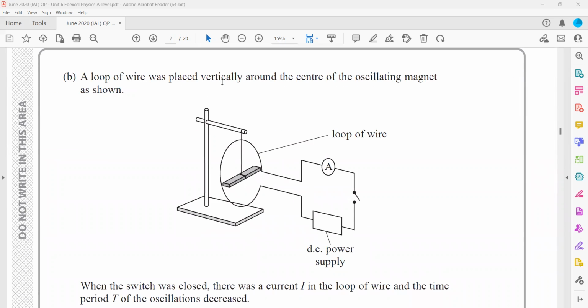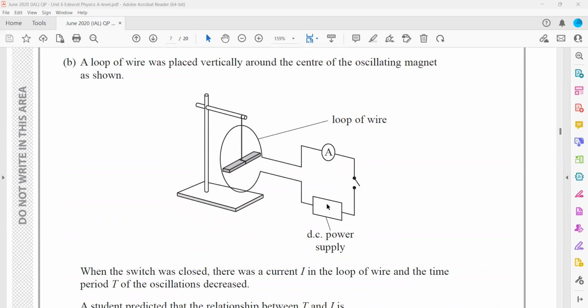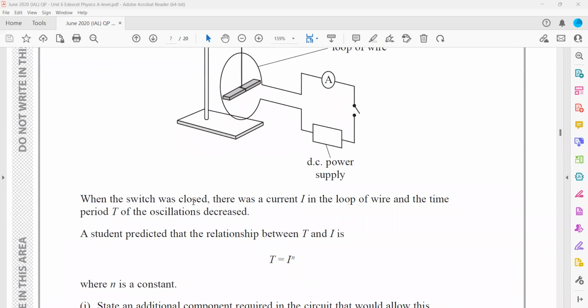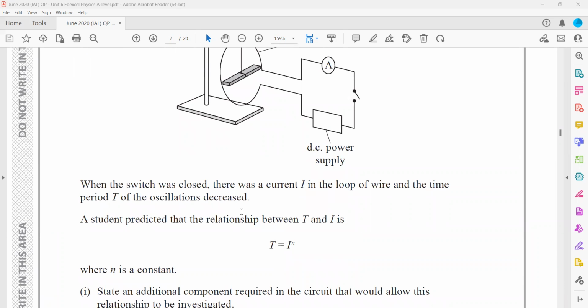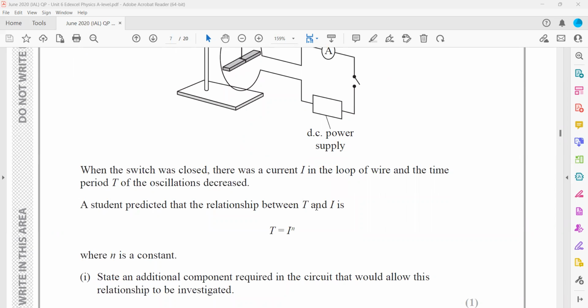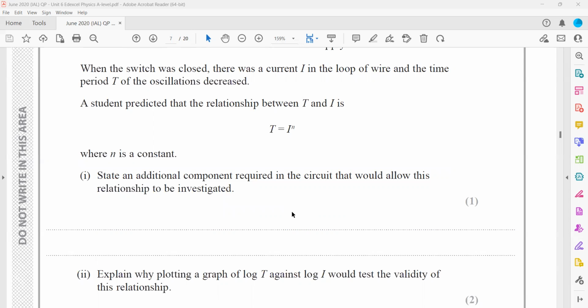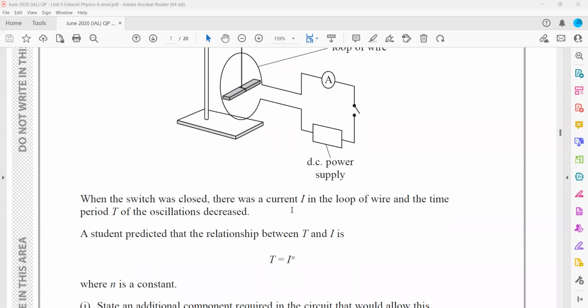A loop of wire is placed vertically around the center of the oscillating magnet, as you can see. There's a DC power supply, and the loop is placed vertically. When the switch was closed, a current I flowed in the loop of wire and the time for oscillation decreased. The student predicted that the relation between T and I is given by this formula, where n is constant. State an additional component required in the circuit that will allow you to investigate the relation.